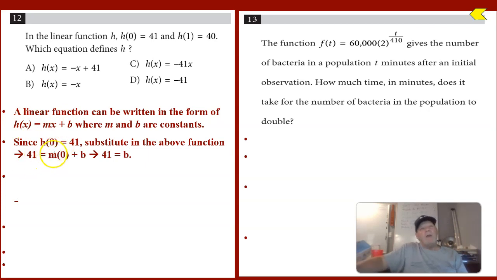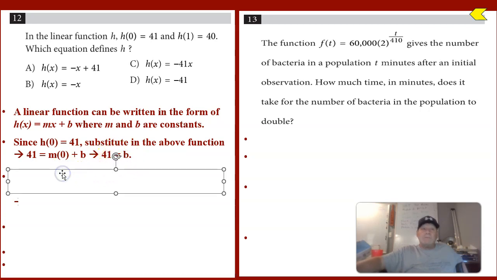So I have 41 equals m times 0, plus b. So 41 equals m times 0, which is 0, plus b. So 41 equals b, which means it crosses the y-axis at 41. That is the y-intercept. All right?